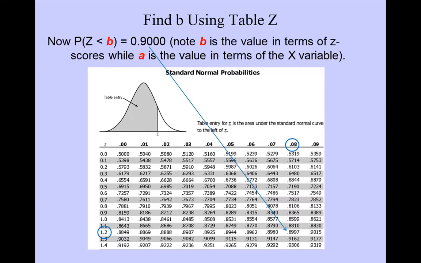Well, finding B using Table Z means I want to look for the value, so the probability Z is less than B is 0.9000, or as close as I can get. And looking in the standard normal probabilities table, or table Z, the closest value I can get is 0.8997. Now if you read across the row, you can see the row has Z for 1.2, and go up the column where 0.8997 is located, and you get the hundredths digit of 8. So 1.2 for the tenths part, 0.08 for the hundredths part gives you the 1.28.